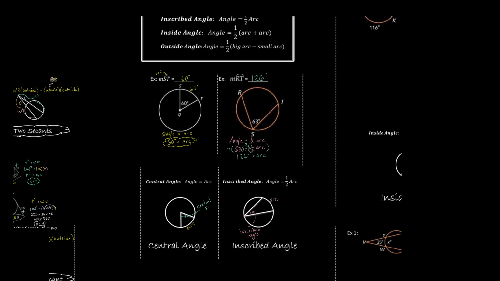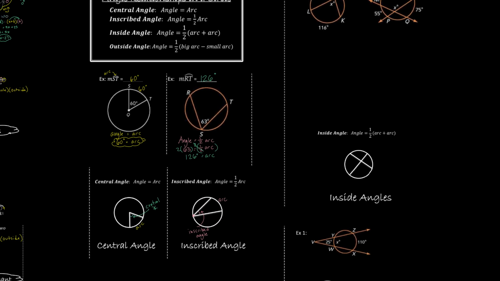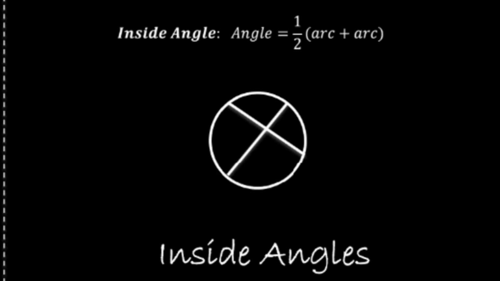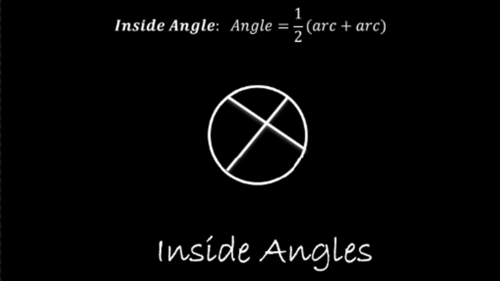All right. Now on to a little bit, not much harder ones. Inside angles are angles somewhere inside the circle. Inside angles have to be created by two intersecting lines. In this case, these are called two what lines?